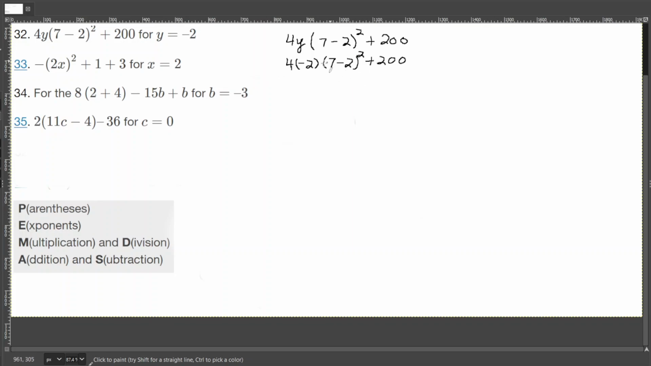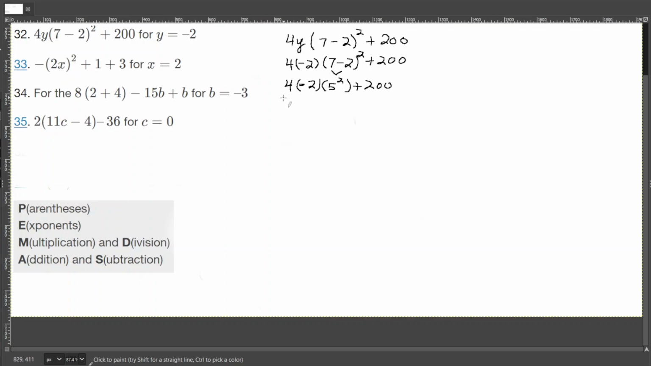Okay, so now we have a parentheses, right? The true parentheses has an operator in it. It has a multiply, subtract, divide, or add in it. So we have to do that first. So we have 4 times negative 2. And then 7 minus 2 is going to be 5, right? So 5 squared plus 200.